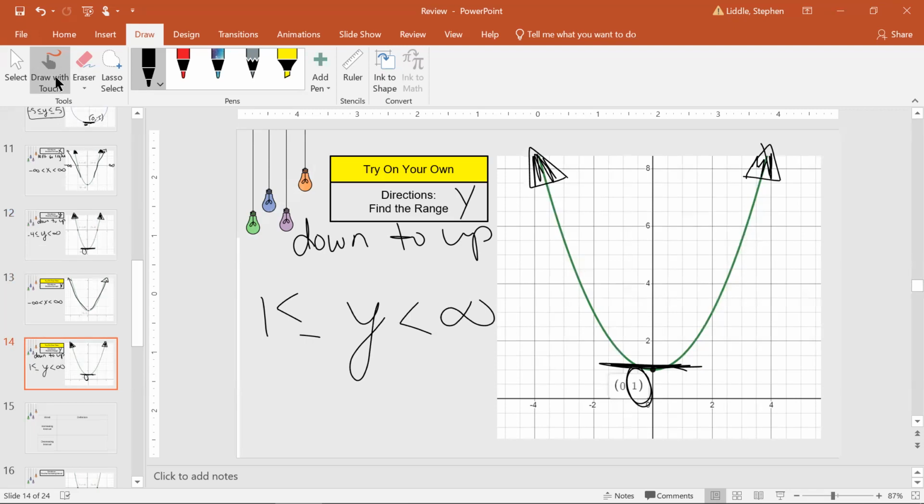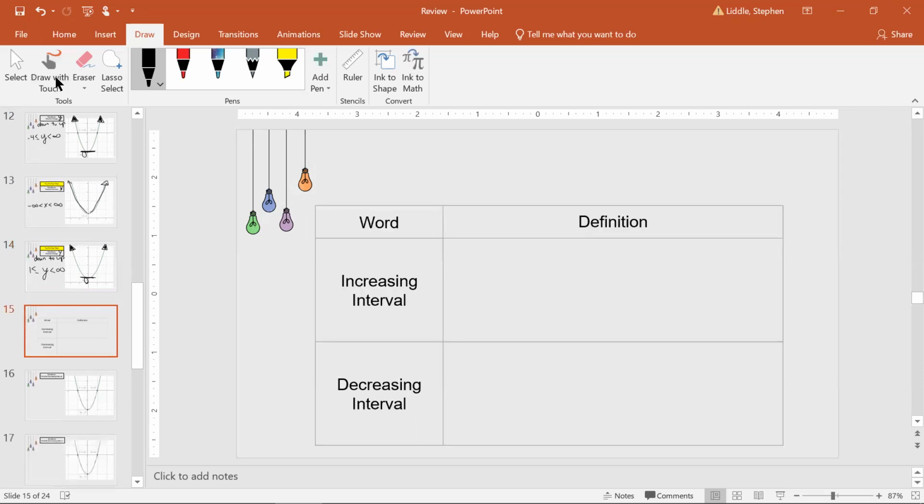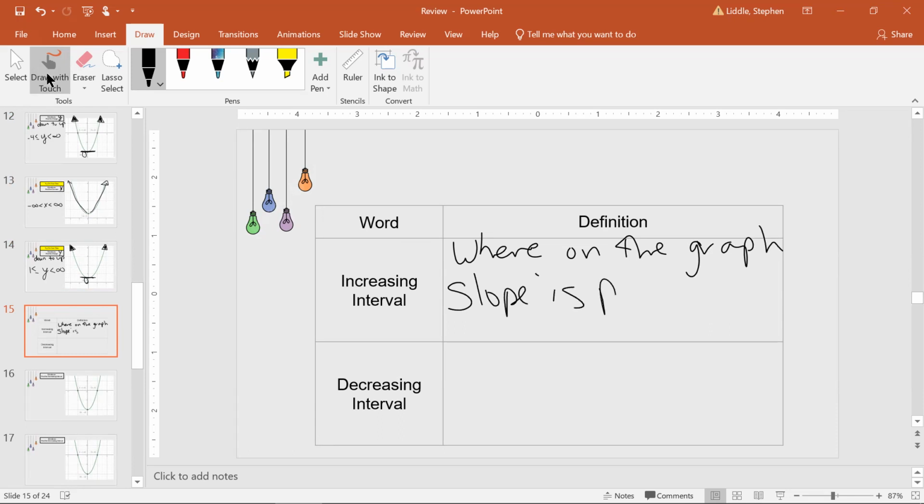All right. Check your answers, make sure they look good, and then we're going to move on to increasing and decreasing intervals. You should have covered this during day 3 notes, so probably the last class. Increasing is where on the graph your slope is positive.